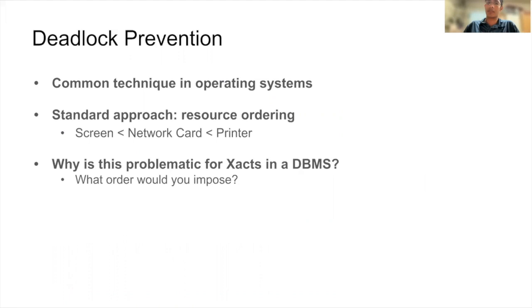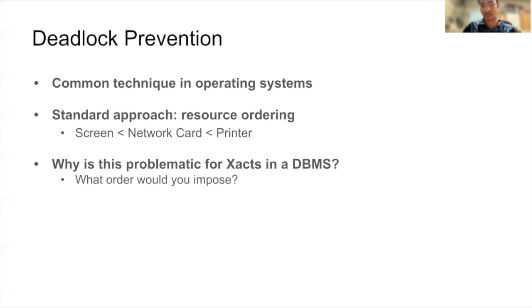This is a common technique in operating systems where the standard approach would be resource ordering. For example, you would first prioritize the screen, then the network card, then the printer, but this isn't really feasible for transactions in a database management system because you can't really order files or tuples in the same way you would order resources. You can't give priorities, for example, to file 1 versus file 2 in the same way you could give a higher priority to a screen versus a network card.